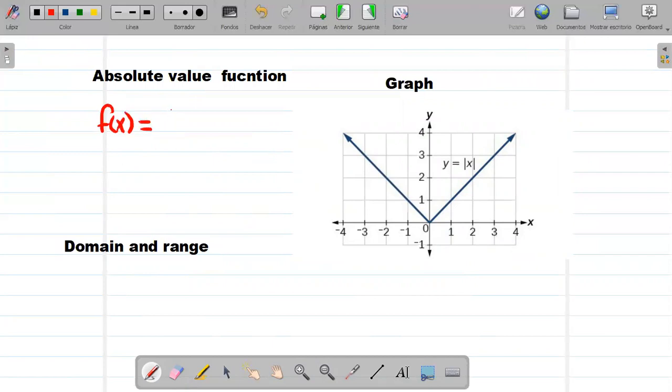F of x equals the absolute value of x. And if you see those bars, this is the characteristic. If you see those bars, which are absolute value bars, you're talking about this absolute value function. Some books represent this as y equals the absolute value of x. Here's the alien, because he will help us to see what's the domain and the range of those expressions. So we're going to concentrate on those, domain and range.